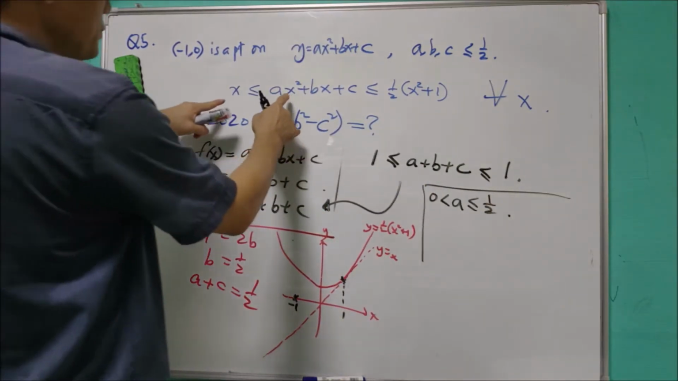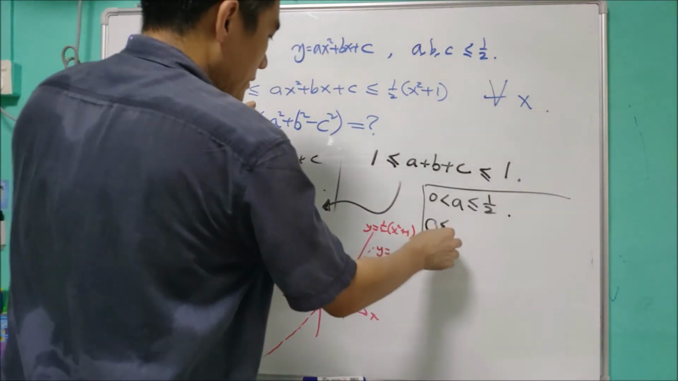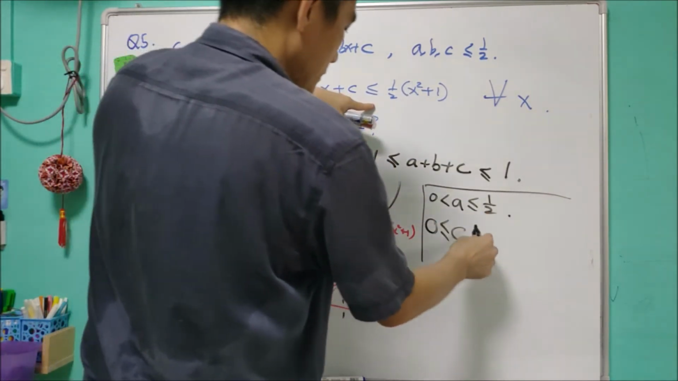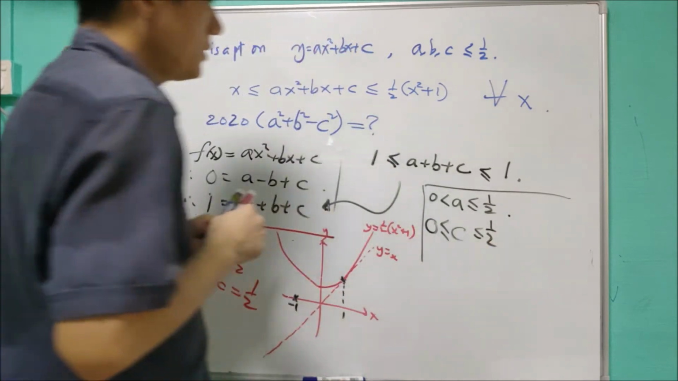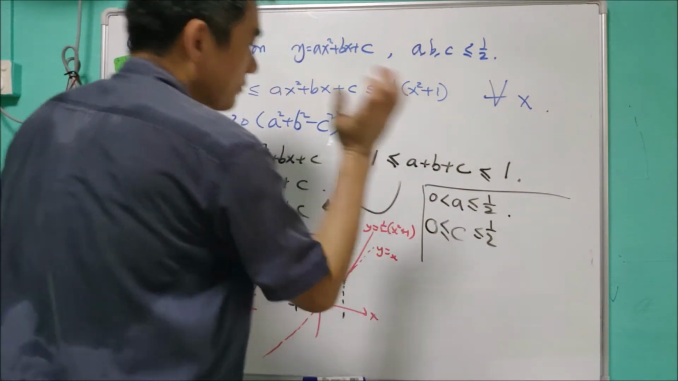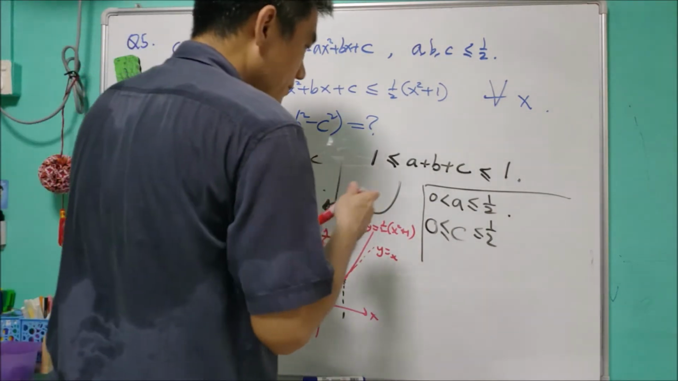And when x equals 0, this will be less than or equal to c. When x equals 0, this is less than or equal to half. So c will have to be in between 0 and half. So we have these two conditions.